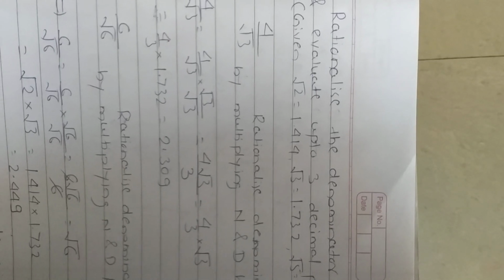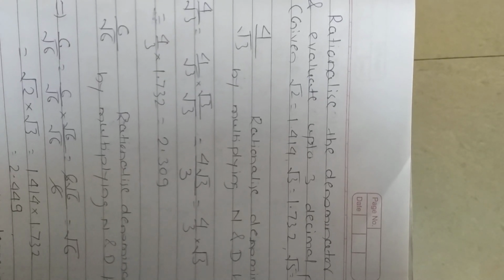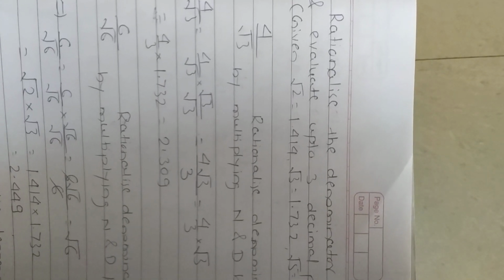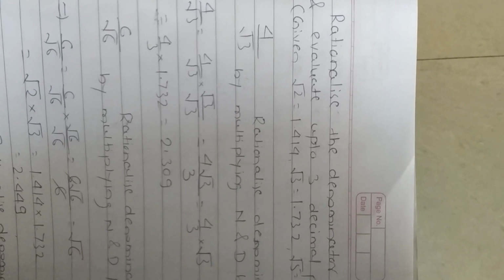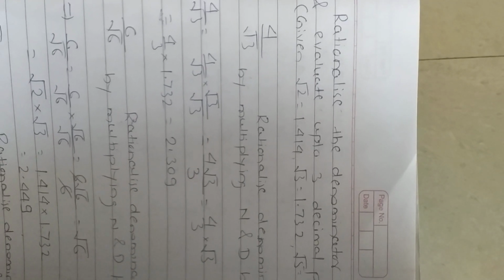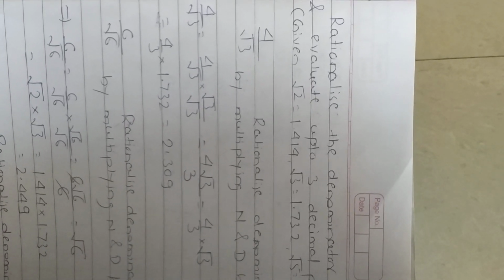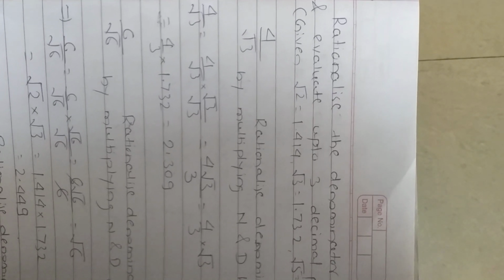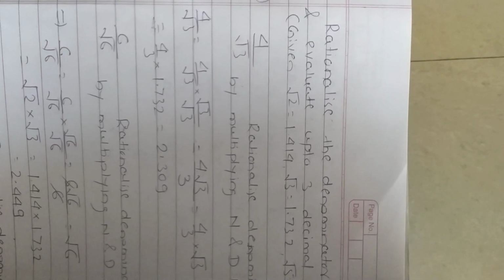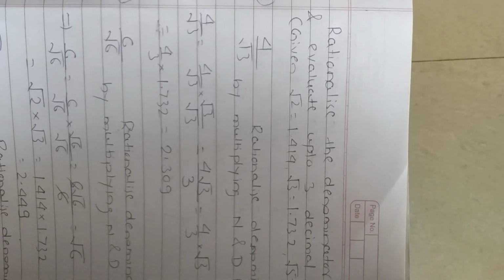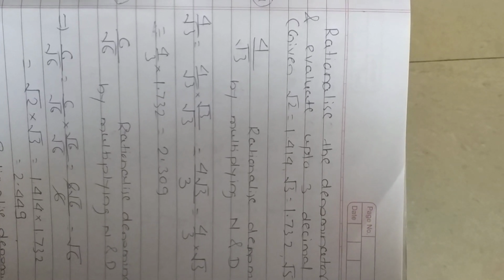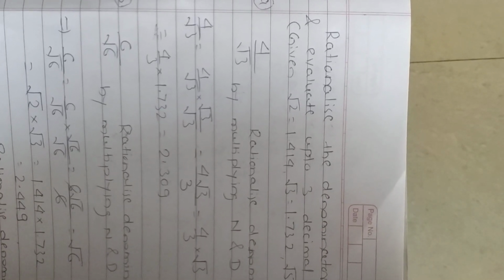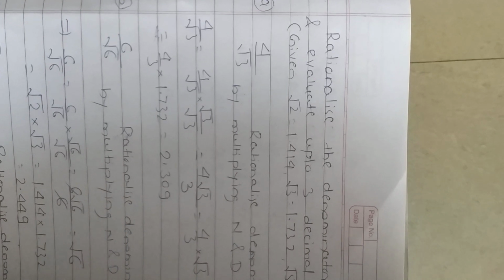Any number of the form p by q, where q is known as the denominator, and the denominator has a rooted term. Suppose the denominator contains a term like root a plus root b, then root a minus root b is known as the rationalizing factor. What we have to do is multiply and divide the given p by q form by this rationalizing factor.